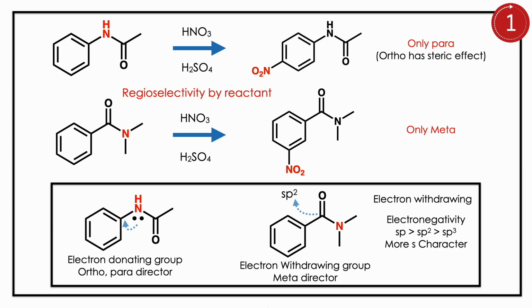This is the best example of regioselectivity by the reagent because nitrogen has a lone pair, it promotes the electron density. It directs the incoming group to ortho and para positions. On the contrary, the carbonyl group is sp2 hybridized, it's electron withdrawing in nature. It directs the incoming group to meta. So, if the amine attachment is there, substitution happens at para. Ortho has little steric effect, so only para is the major product. And if carbonyl is attached, carbonyl is an electron withdrawing group. It promotes the meta substitution of the nitro group.